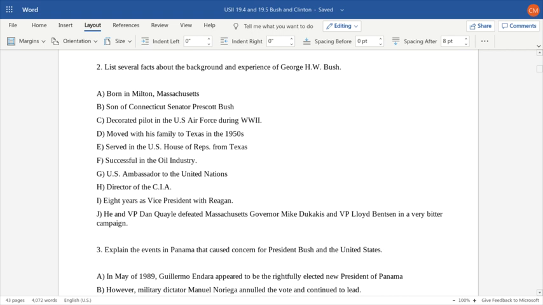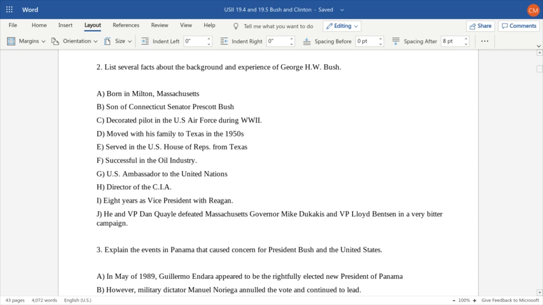Through the 1950s, he moved to Texas, served in the House of Representatives from Texas. He established his own oil company and was very successful in the oil industry. So he's got background in terms of building up a business, in terms of serving in Congress and the House of Reps. He's also the United States ambassador to the United Nations. So he had an extensive background in diplomatic relations and getting along with other countries and being involved in that way.